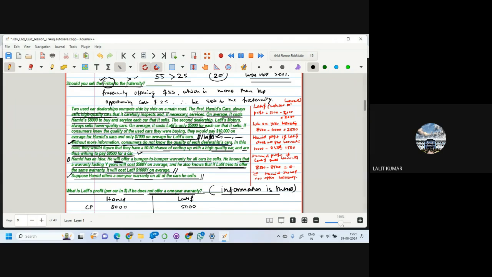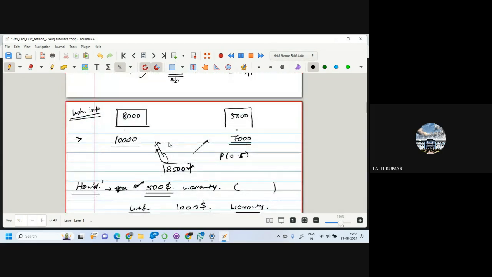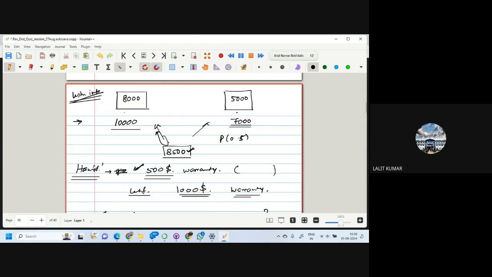$1,000. So, sir, this question was confusing, and in fact, in GA, my answers were incorrect. But later on, now coming to the answers, what we made out the setup was like this: with information, when the consumers have got information, Hamid's car costs 8,000 and sells for 10,000. Latif's costs 5,000, and he sells for 7,000. Without information, when the consumers don't know, there is a probability of 50-50, and cars sell for 8,500.